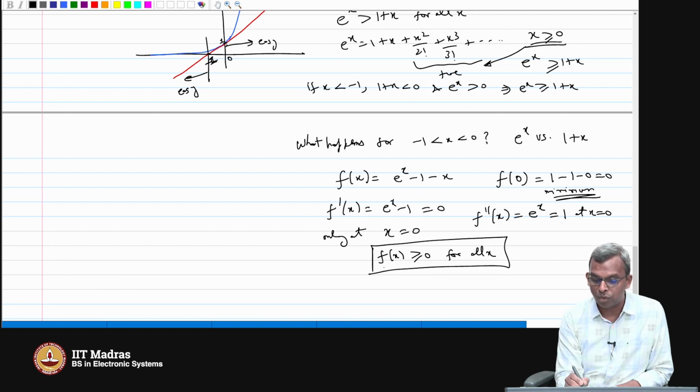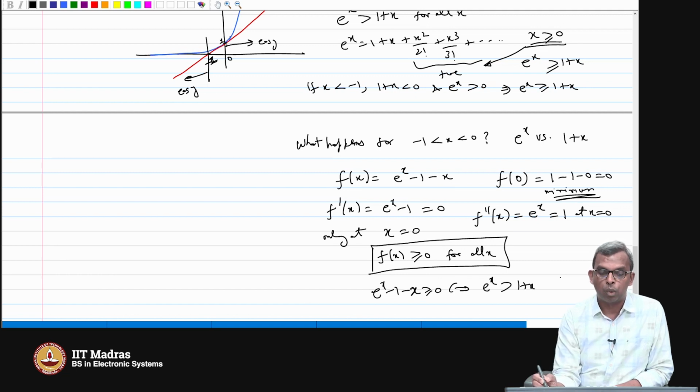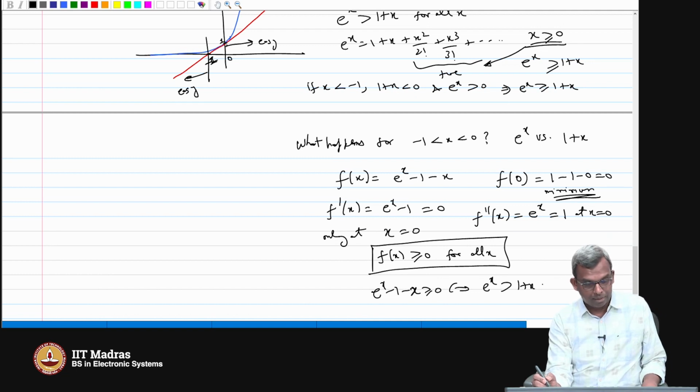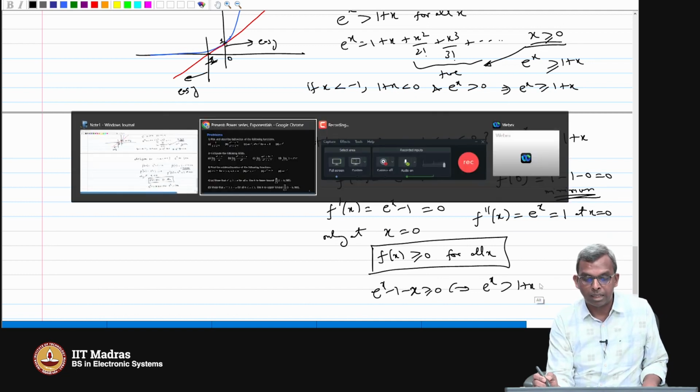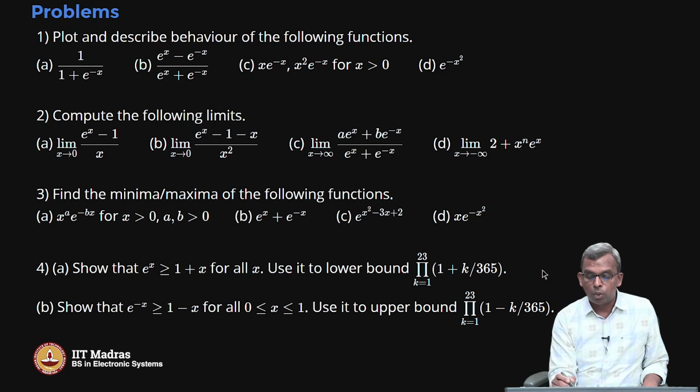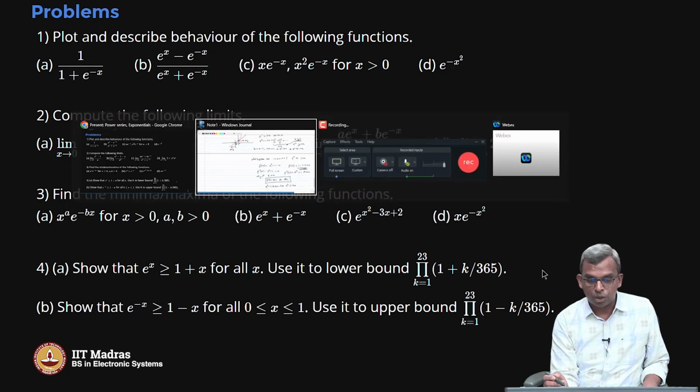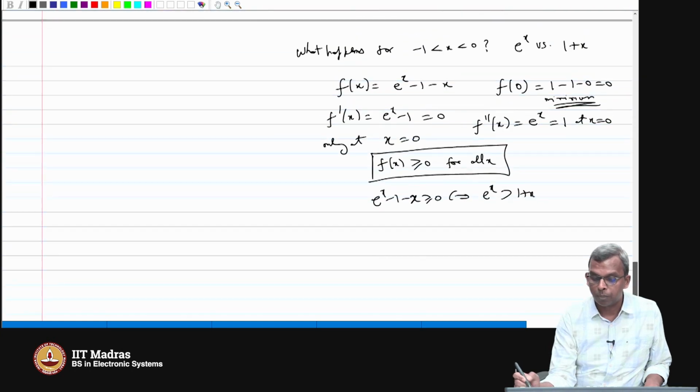So, this shows f of x is what? e power x minus 1 minus x is greater than or equal to 0, which is the same as e power x greater than 1 plus x for all x. Okay. So, this is a very nice result, e power x greater than 1 plus x, and you can use it to bound these guys. So, let me quickly show you the bound here.